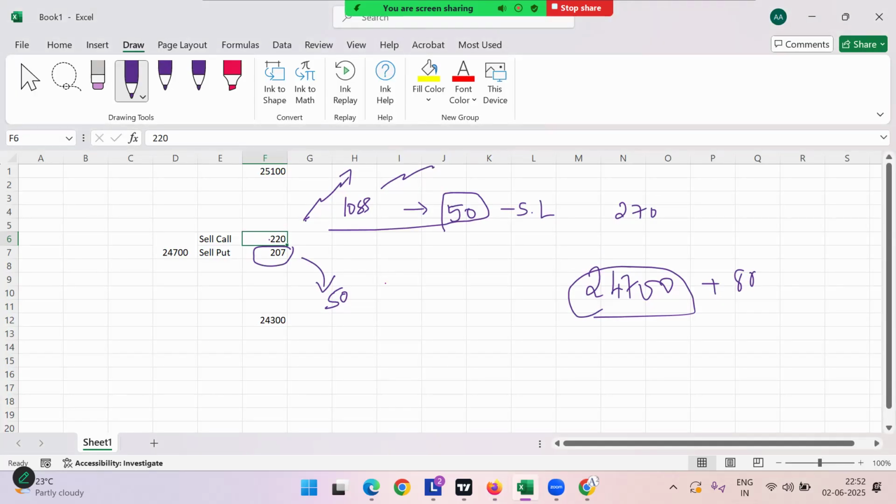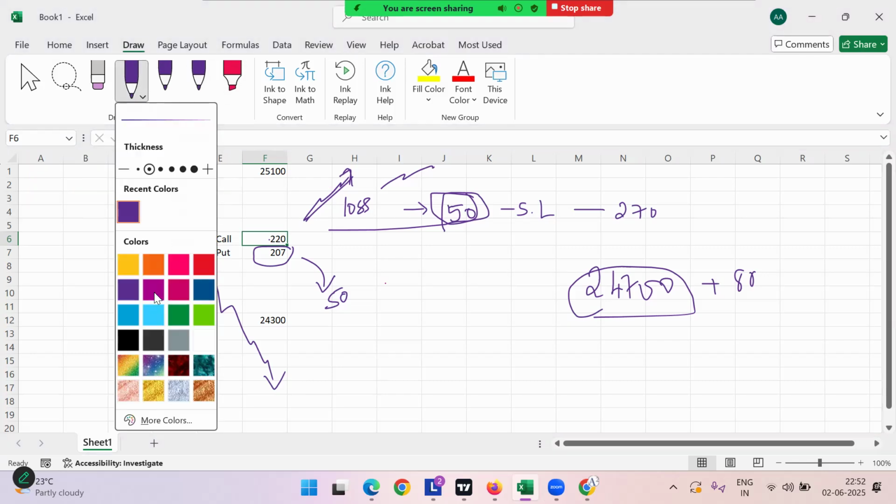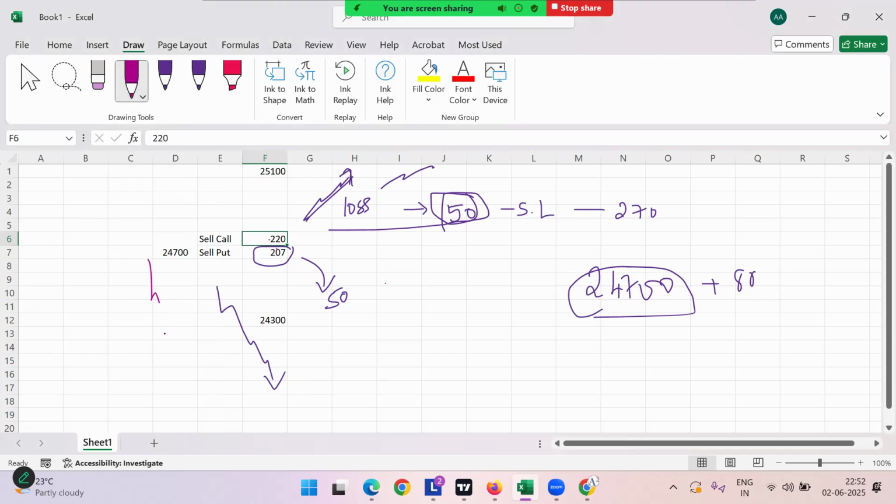That is, if the market goes up, my call option position will get squared off at 270. I enjoy the put option because the put option premium will start declining. But what if, instead of the market going up, the market starts coming down? That time, the 207 premium that I collected, I will repay back to the market. That is, I will square it off at 257, and I will let this 220 call option decay.